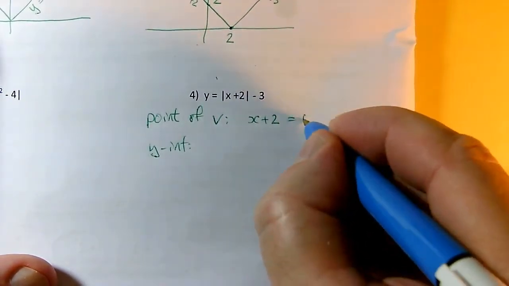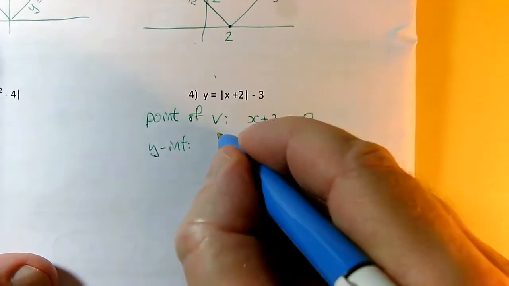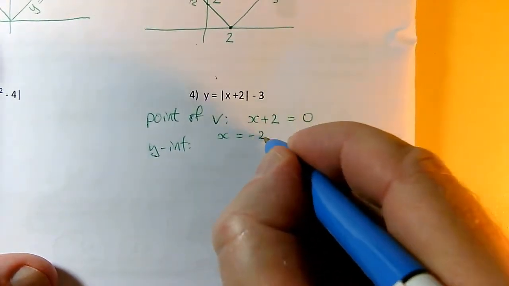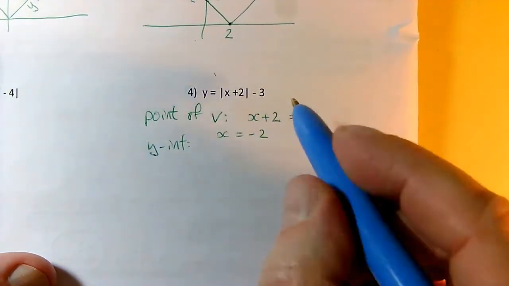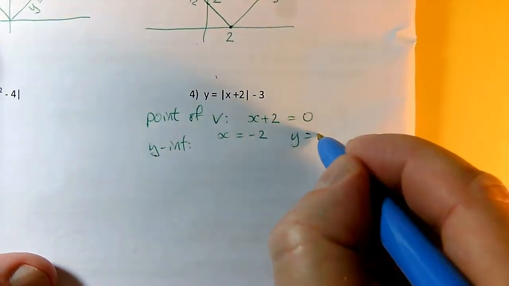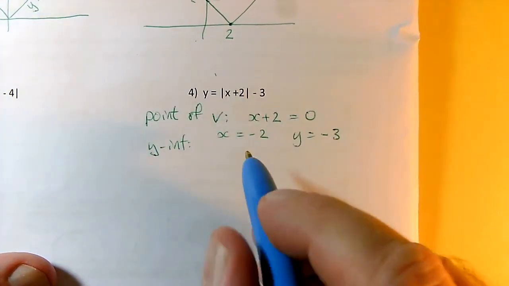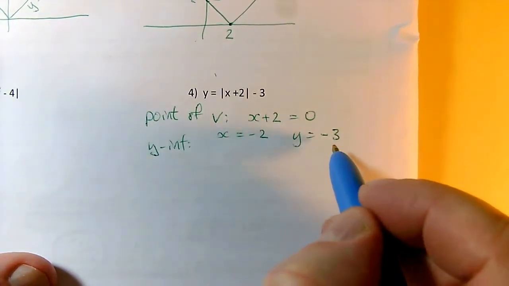The method for the point of the v is that the thing inside the modulus, x plus 2, has to equal naught. What happens when x plus 2 is naught? Well, x is minus 2. And if I make the thing inside the modulus 0, then y is going to equal 0 minus 3, so y is going to equal minus 3. So the point of my v is now at (minus 2, minus 3).